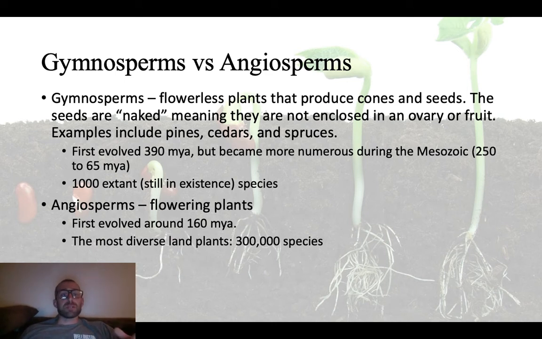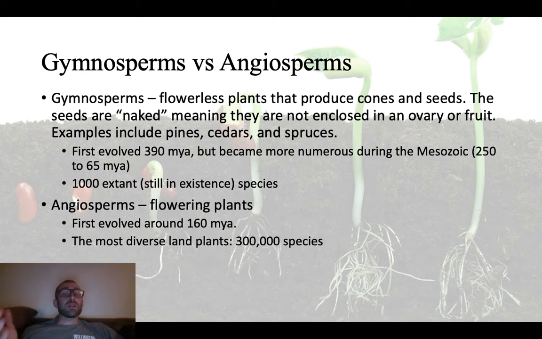Angiosperms produce flowers. Now, our gymnosperms are the older of the two. They evolved first, around 390 million years ago. And they were very, very numerous throughout the Mesozoic. So it's the time of the dinosaurs, right? When dinosaurs were roaming the earth, they were in these giant forests that had these large coniferous trees. So our gymnosperms are our pines, our cedars, our spruces. Now, only 1,000 species still exist.